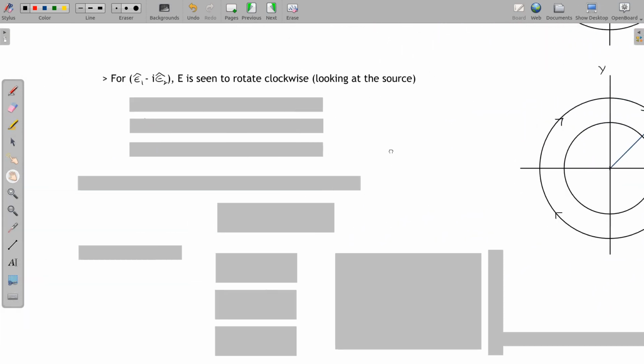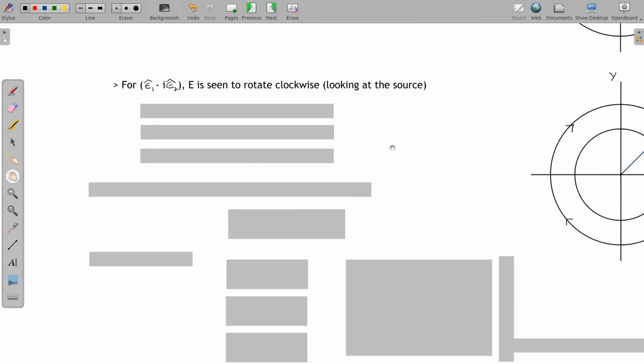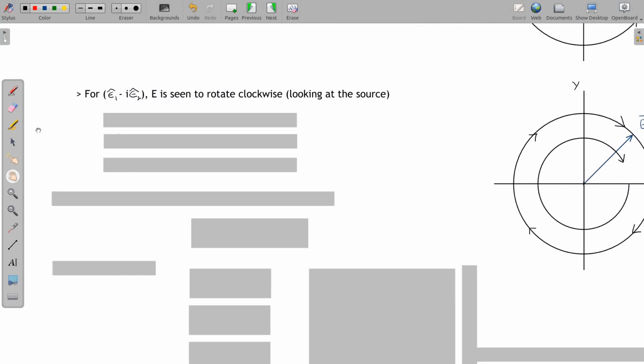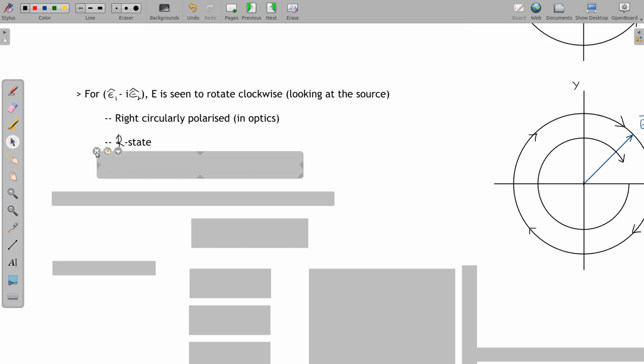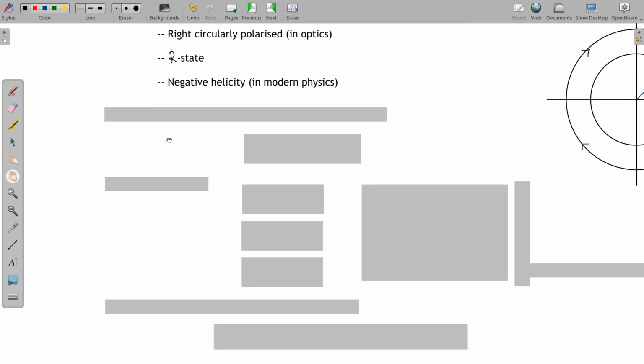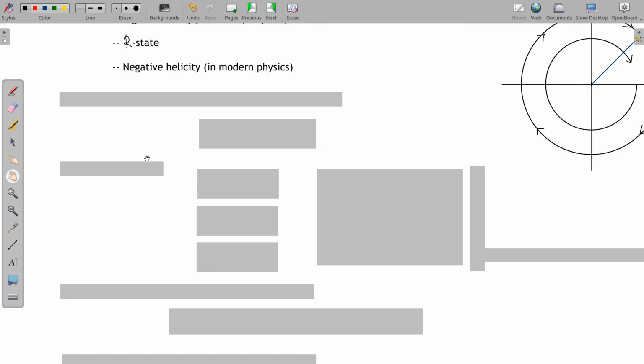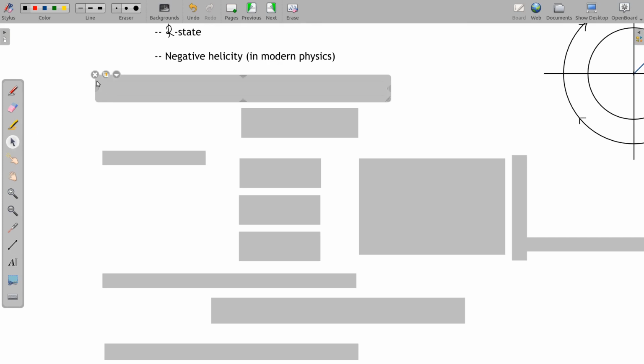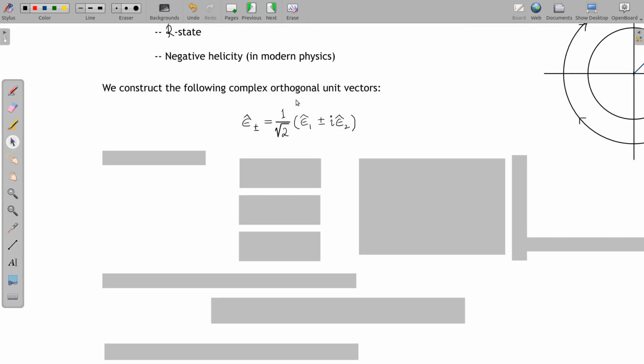So now actually it makes it more useful if we introduce a new set of complex orthogonal unit vectors. But before that, for the sake of completion, this is called right circularly polarized light in optics, or R state, or it is called negative helicity in modern physics. So now it makes more sense if we introduce a set of complex orthogonal unit vectors, and we construct those unit vectors in this way: epsilon plus-minus, which is equal to 1 by root 2 times epsilon 1 plus or minus i epsilon 2.